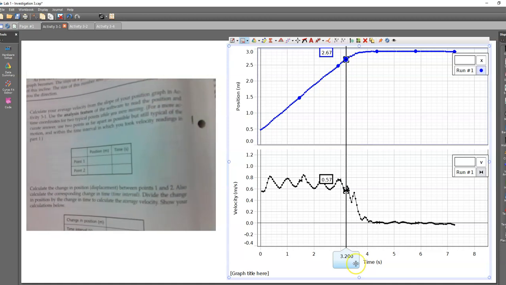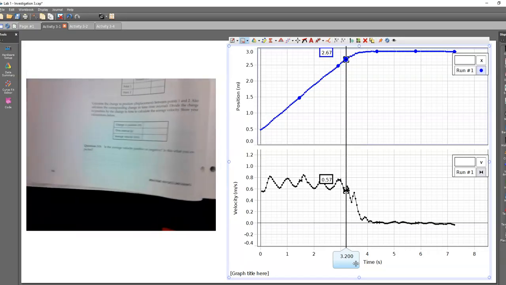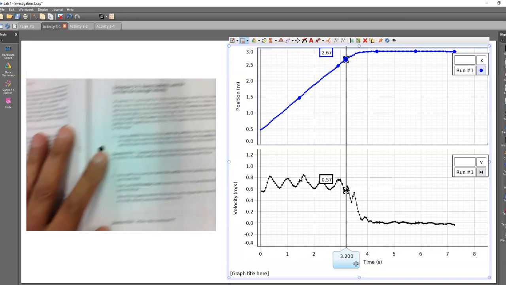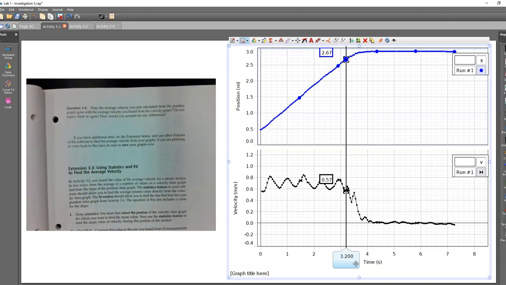Now that leads us to the next question, question 3-3: is the average velocity positive or negative? What is it? It's positive. We saw that the position increased over time, which gave us a positive slope. Is this what you expected? Okay, because it did match the fact that we had a positive velocity on a velocity graph. Now, question 3-4. Does the average velocity you just calculated from the position graph agree with the average velocity you found in the velocity graph?